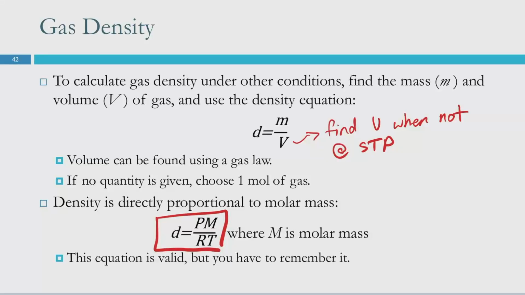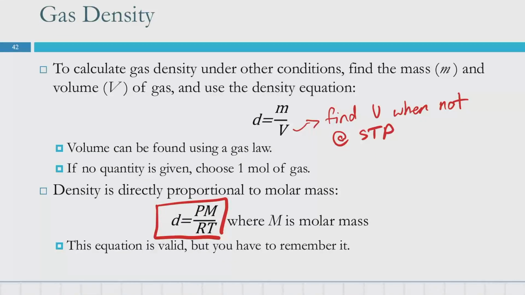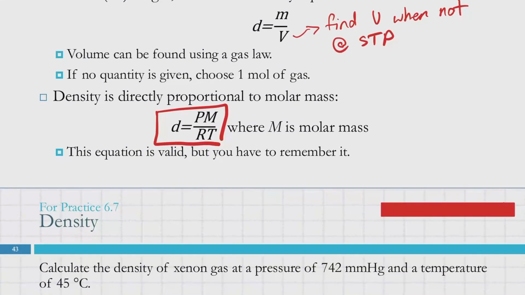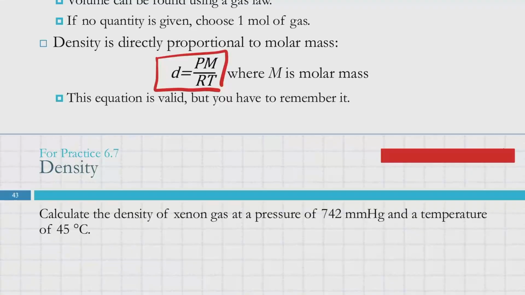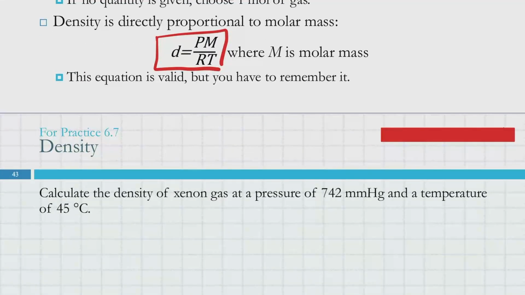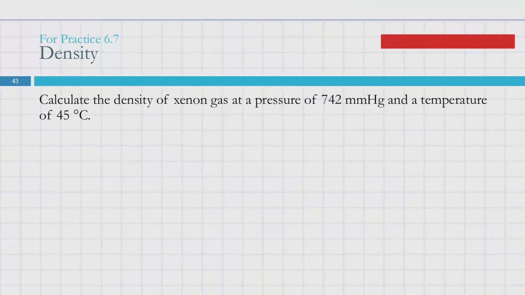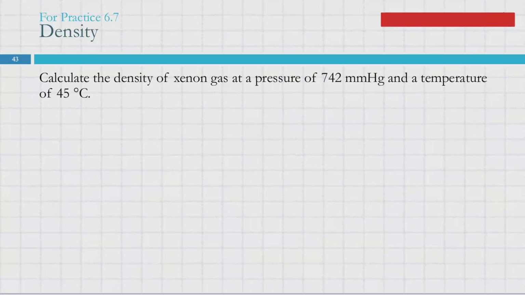So if you're just like, hey, I wonder what the density of this gas is relative to, whatever, you've got the tools now, you can calculate that. That's something you can solve for if your brain ever wanders that direction. So let's calculate the density of xenon gas at a pressure of 742 millimeters mercury and a temperature of 45 degrees Celsius.